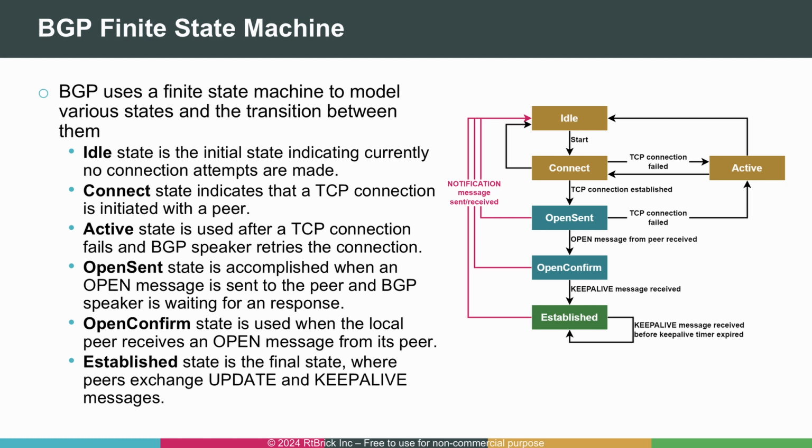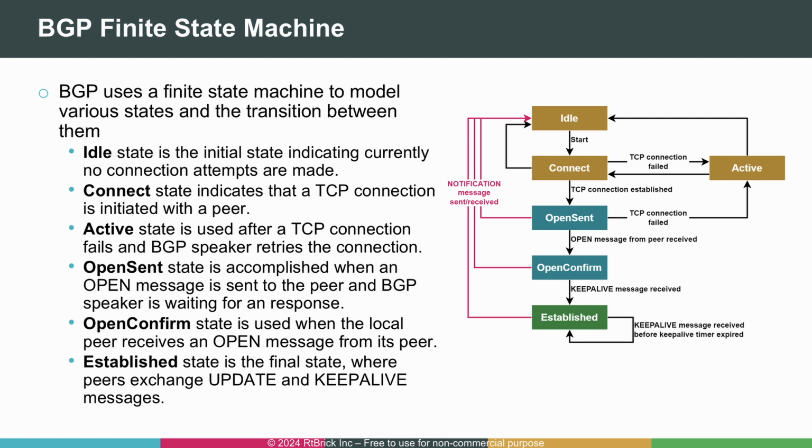In the open sent state, three different things can happen. If the BGP speaker does not receive an open message from its peer, it will change to the active state. If the BGP speaker receives an open message, it will either send a keep-alive message and move to the open confirm state, or it will send a notification message and return to the idle state, depending on the validity of the received open message content.